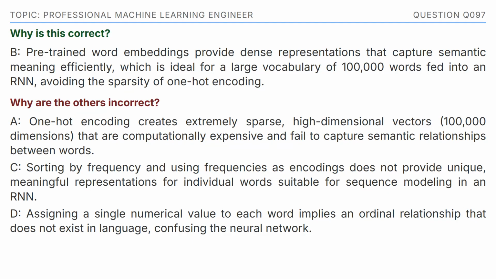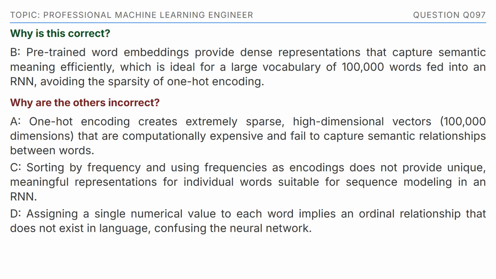B. Pre-trained word embeddings provide dense representations that capture semantic meaning efficiently, which is ideal for a large vocabulary of 100,000 words fed into an RNN, avoiding the sparsity of one-hot encoding. Why are the others incorrect?